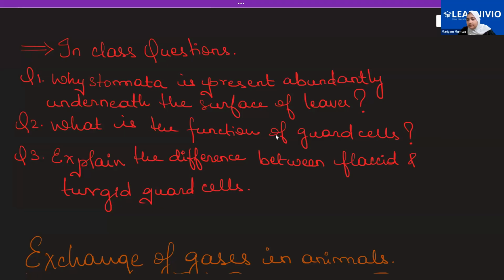The function of guard cells is they control the opening and the closing of this stomatal pore. When the guard cell becomes swollen, it opens, and when it's drained, it closes.